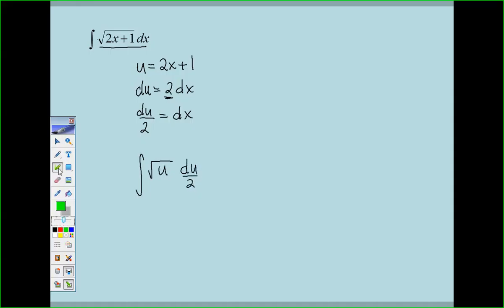Now you can see that this right here is equivalent to the square root of 2x plus 1. Our dx here is replaced with du over 2. So that's how we replace everything in terms of u. Now we can find the antiderivative. Let's just rewrite it first. The square root of u is u to the 1/2, and I'm going to pull the 1/2 out front from the du.